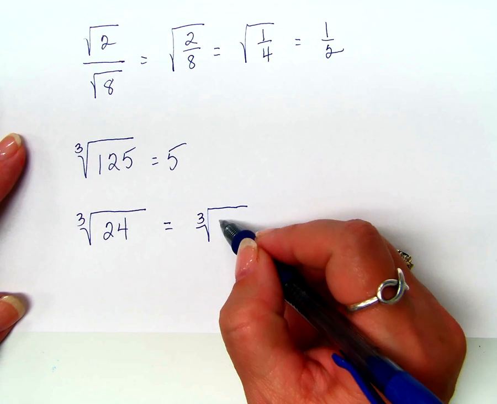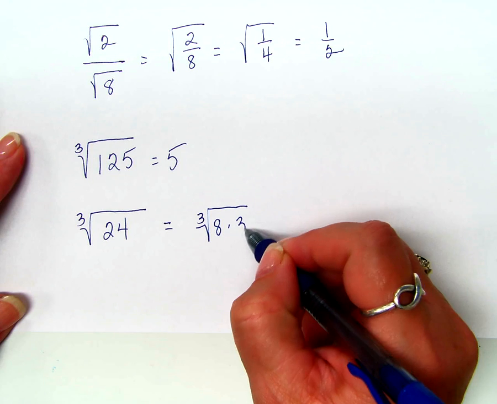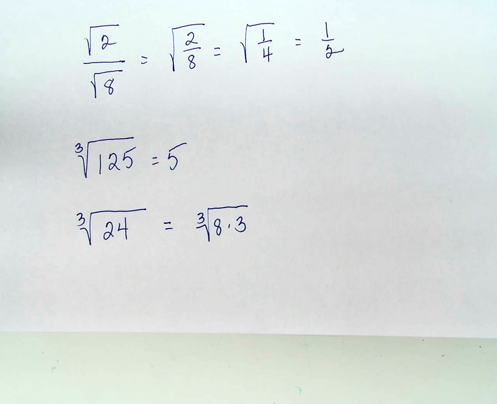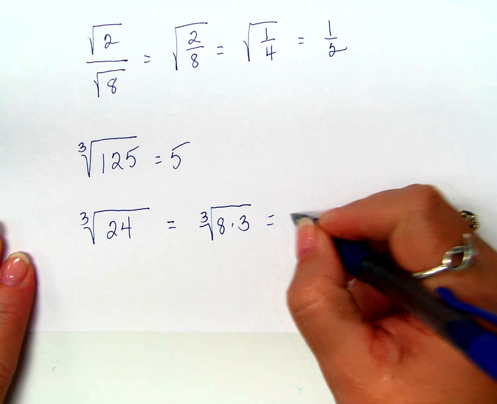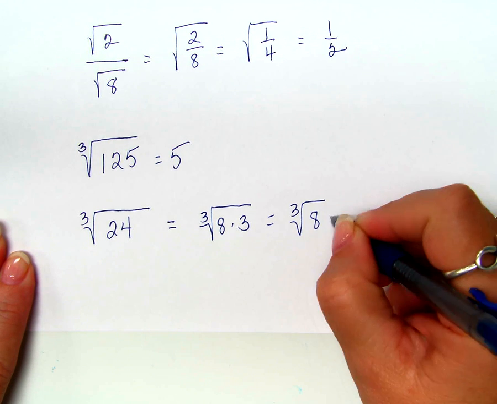Now I'm going to say this is really 8 times 3. Why did I choose 8 and 3 instead of choosing 6 and 4? You know the cube root of 8, don't you? That's exactly right. What is the cube root of 8? 2, right? So that means I could break this into this.